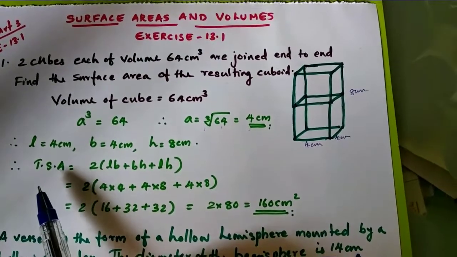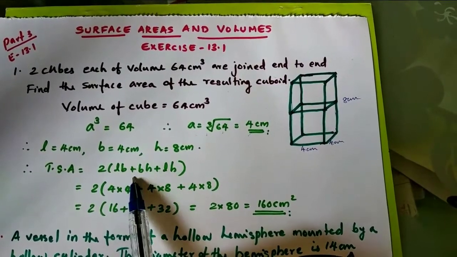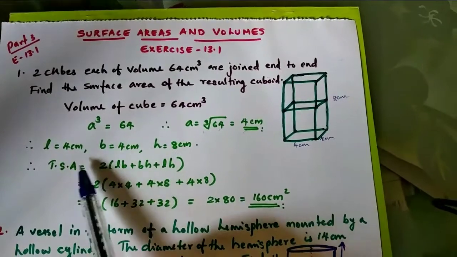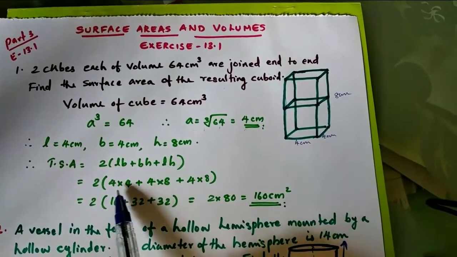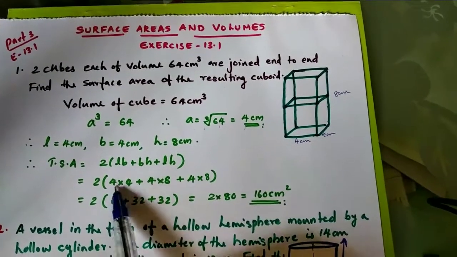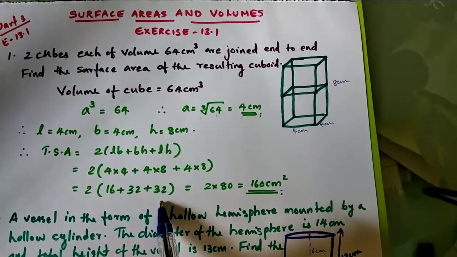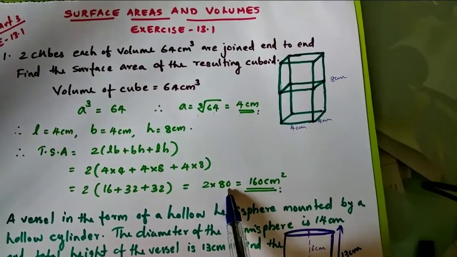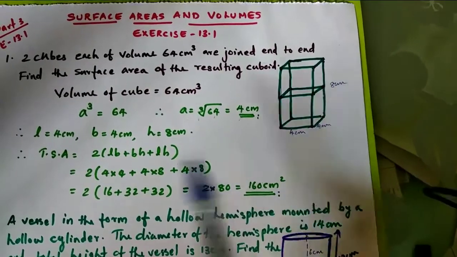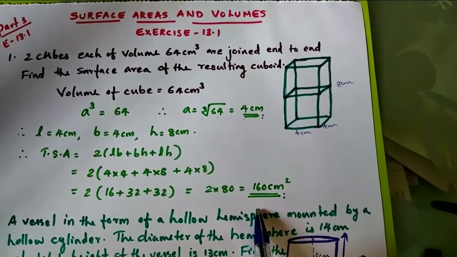So we know the formula to find the total surface area of this cuboid is equal to 2 into (LB plus BH plus LH). So 2 into, substitute all the values instead of these letters. So 4 into 4 plus 4 into 8 plus 4 into 8. 4 into 4 is 16, 4 into 8 is 32 and 4 into 8 is 32. Add these three numbers, you will get 80. 80 into 2, 160 centimeter square. So the total surface area of this resulting cuboid is 160 centimeter square.